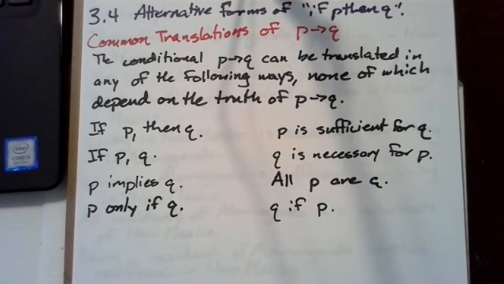P is sufficient for Q, which means that Q can happen if P is there. Q is necessary for P. Q must happen if P is there. All P are Q. This is usually used with statements about nouns, like all lions are cats. That's one I used a lot when I was teaching at Iowa State. And finally, Q if P, just a nice simplified way of saying it.